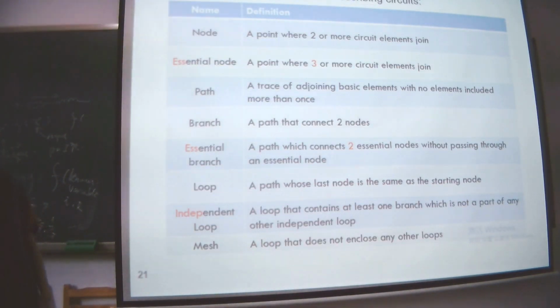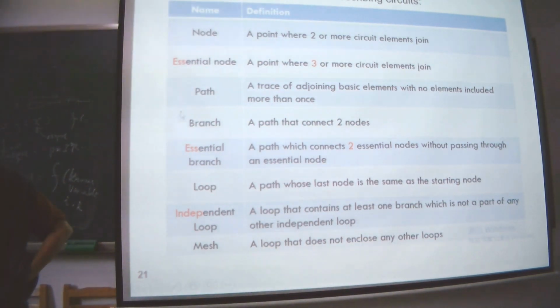Okay, terms for describing circuits. Here is the table of the definitions of topology. Let's just go through it. Do you know node? Yes. Essential node. Just ignore node. So in our book, the node will be essential. Okay. Do you know bus?